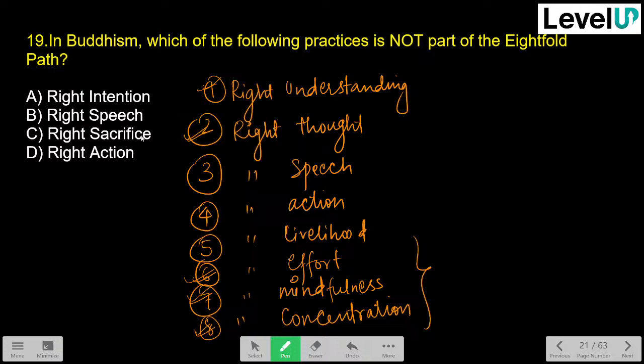So what is written that was not part of the eightfold path? What will be the answer? As I've already mentioned, are there any sentences related to sacrifice over here? No. So right sacrifice was not a practice in the eightfold path. Please try to remember this. Remember all these things, because a question can be asked in that fashion: which is not a part of the eightfold path.